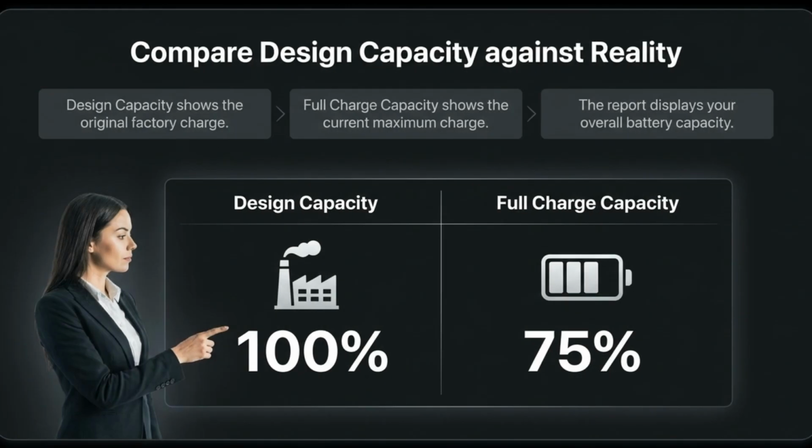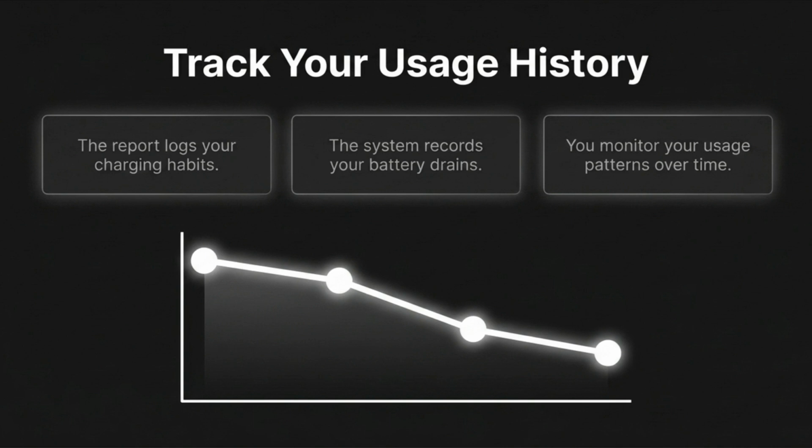In the report, compare the design capacity against the full charge capacity to understand how your battery's current max charge compares to its original factory state. The report also allows you to track your usage history. You can monitor charging habits and battery drain patterns over time.